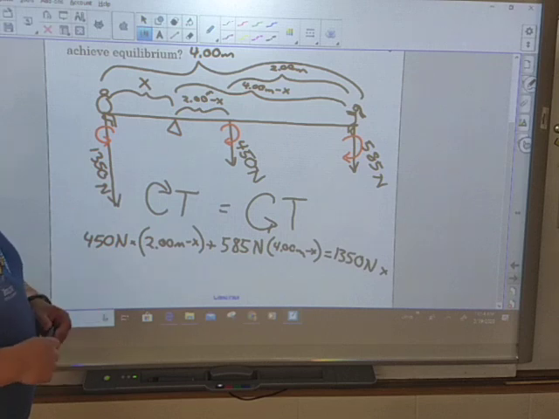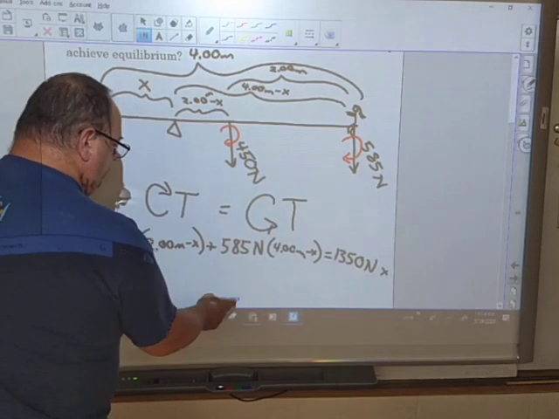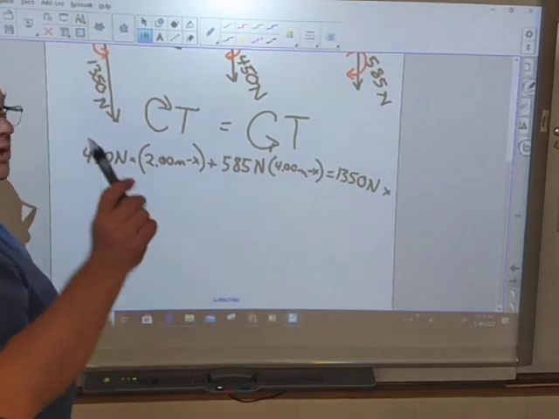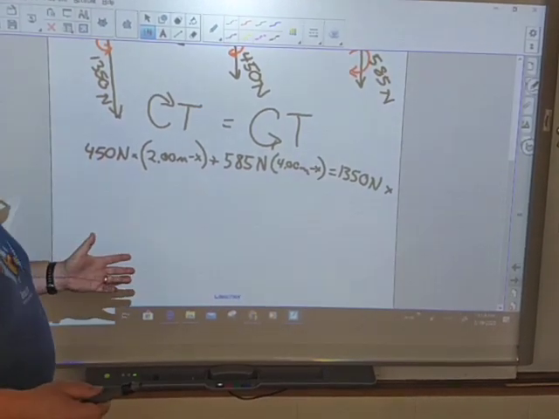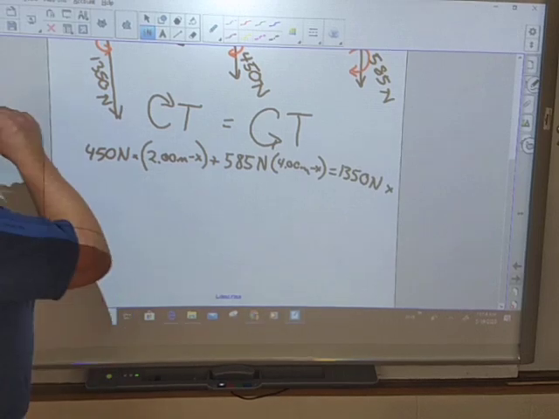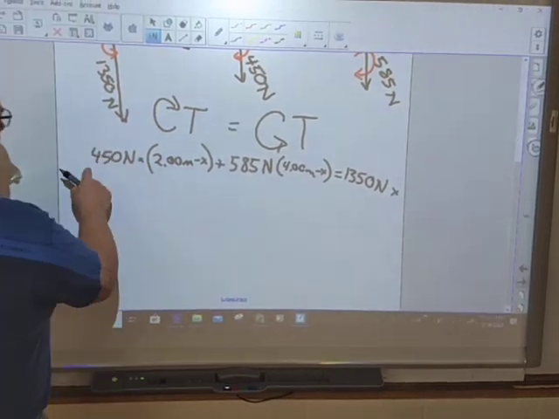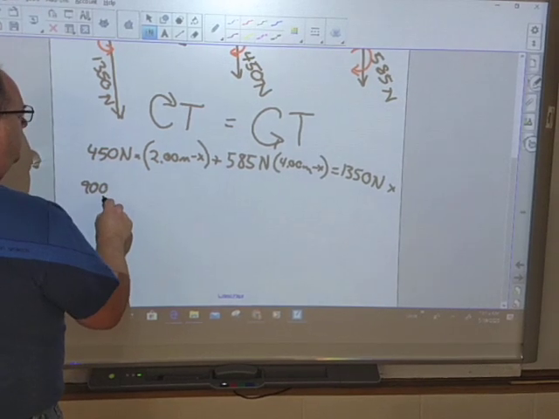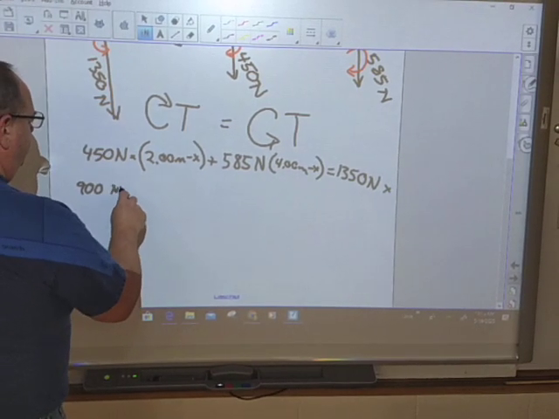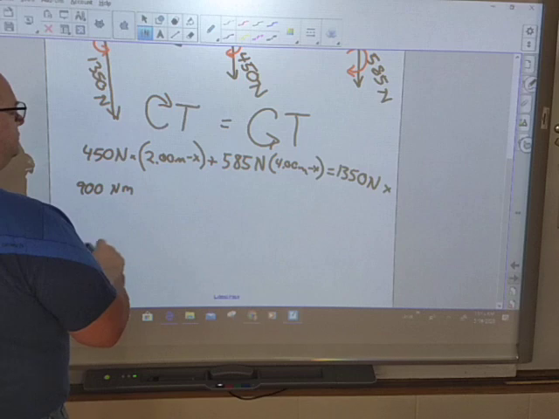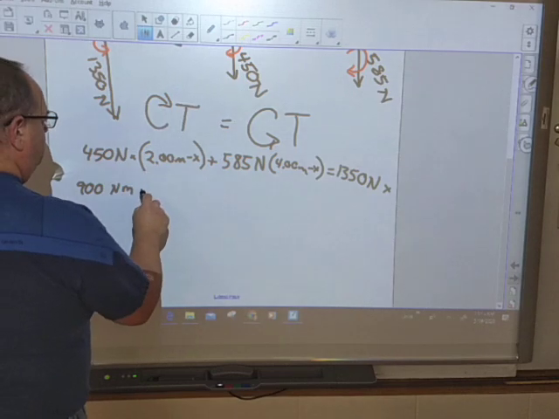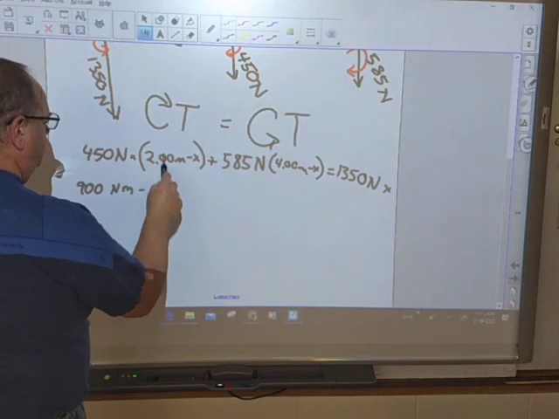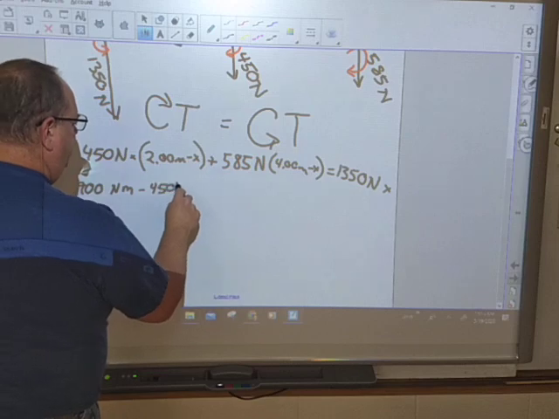All I've got to do now is solve my algebra. Solve for x. And I know you guys are capable of doing it. We might not like doing it, but we're capable. Okay, so I've got to distribute here. 450 times 2 is 900 newton meters minus 450x.